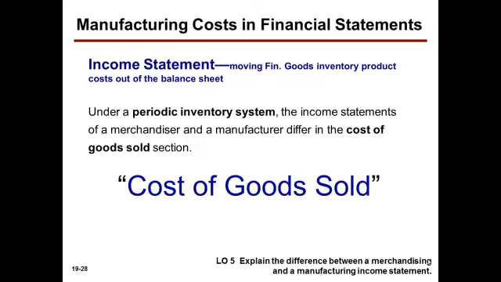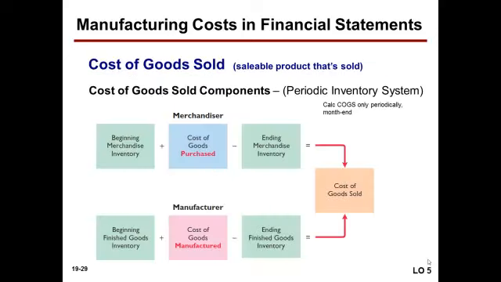So moving to the income statement, again, we're moving finished goods inventory product costs out of the balance sheet. Under a periodic inventory system, the income statements of a merchandiser and a manufacturer differ in the cost of goods sold section. Again, for cost of goods sold, we're talking about sale of a product that's no longer available. It's been sold to a customer. The cost of goods sold components are shown below.